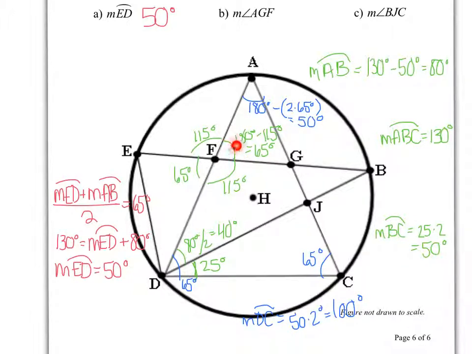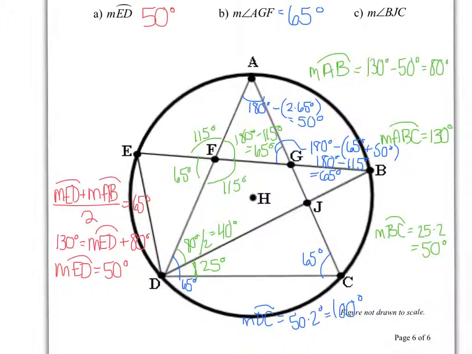So I now know this angle and I know this angle, so I can find this angle by doing 180 degrees minus the sum of 65 degrees plus 50 degrees. Well, 65 plus 50 is 115. And so that's going to equal 65 degrees. So the measure of angle AGF is 65 degrees.